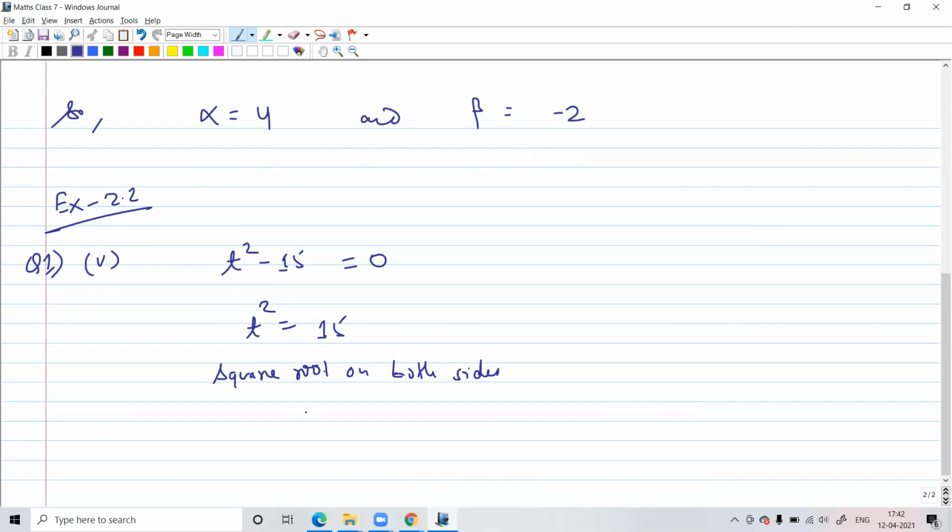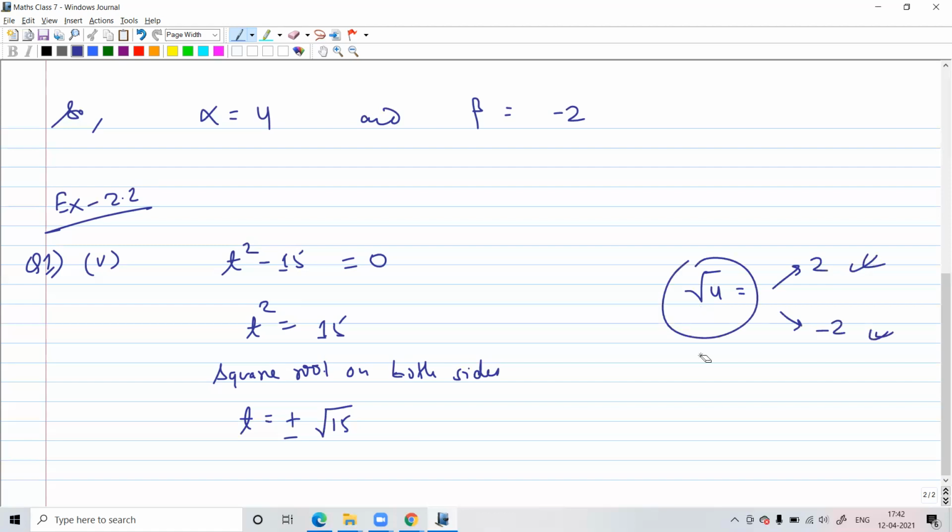So t square will become t, and square root of 15 will become, you will write like this. But remember, you should always write plus and minus. Whenever you do square root of anything, if you do square root of 4, as of now you will be used to writing only 2, right? But I have explained this earlier also. Did I explain this? That square root of 4, you should now write as plus 2 also and minus 2 also. There are two answers to a square root of any number.